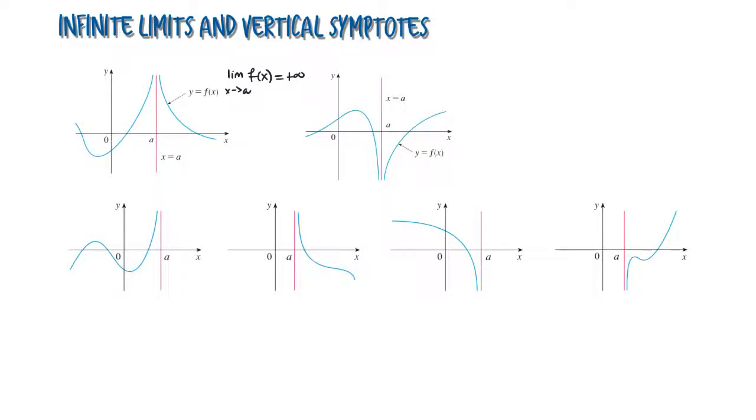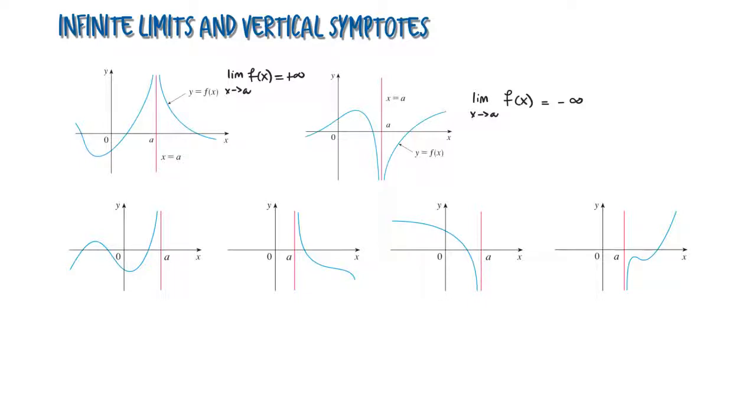When we look at this other function right here, as x approaches a from the left and from the right, the y values of the function go towards negative infinity. So we have another possible way of having an infinite limit. So we're going to say here that the limit as x approaches a of f of x equals negative infinity.